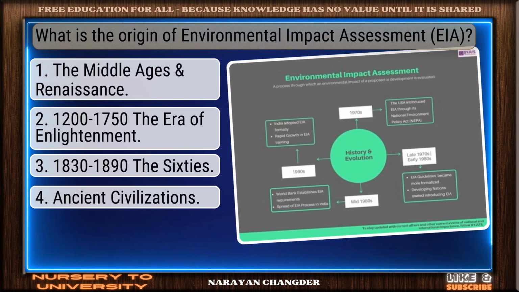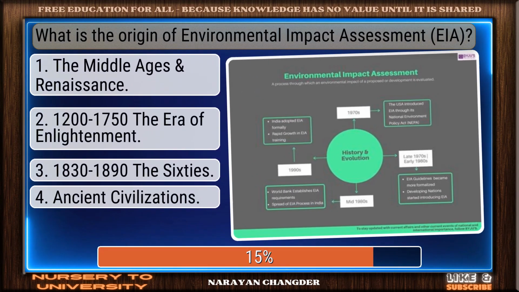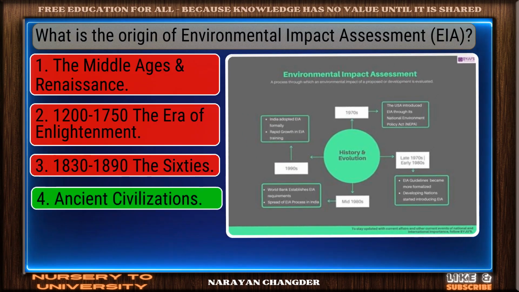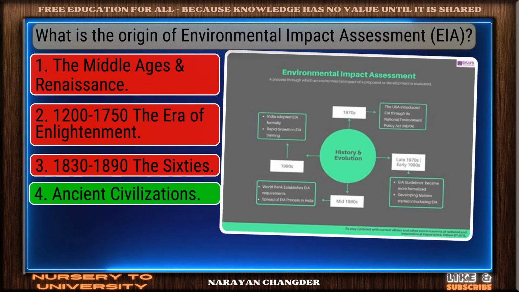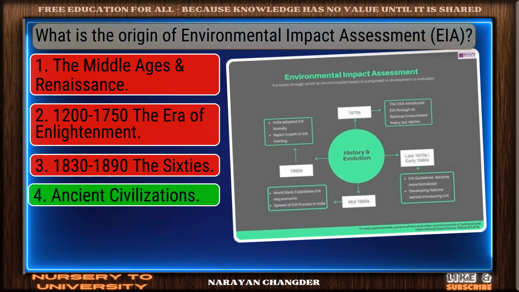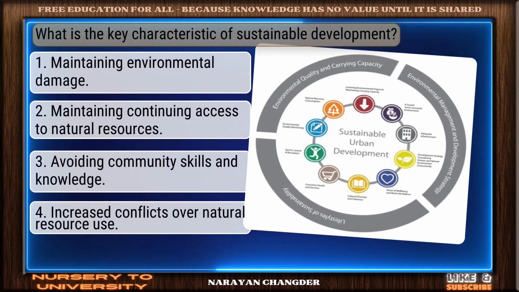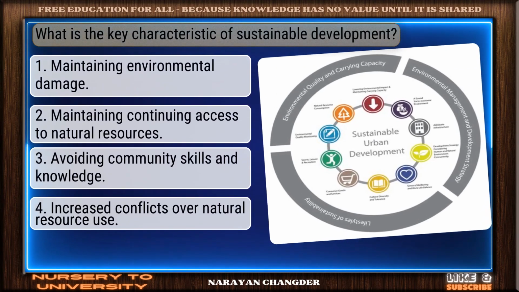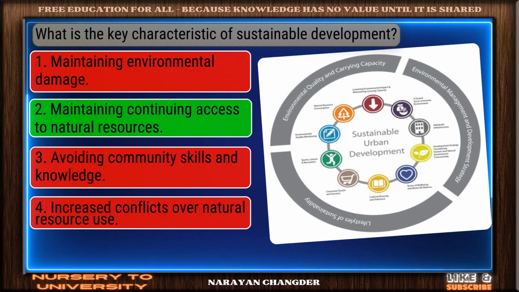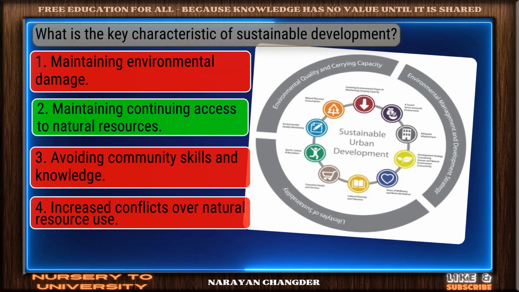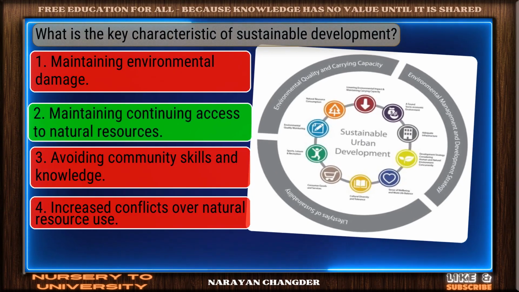What is the origin of environmental impact assessment? Exactly. Ancient civilizations make sense, and it is the right choice. What is the key characteristic of sustainable development? Sharp thinking. Maintaining continuing access to natural resources is the right choice.